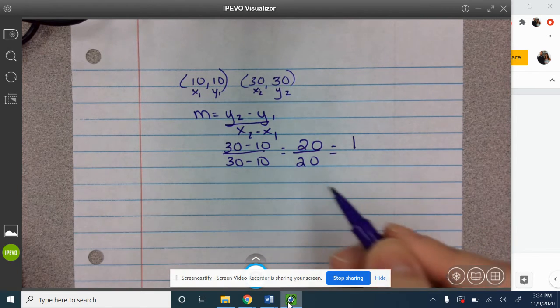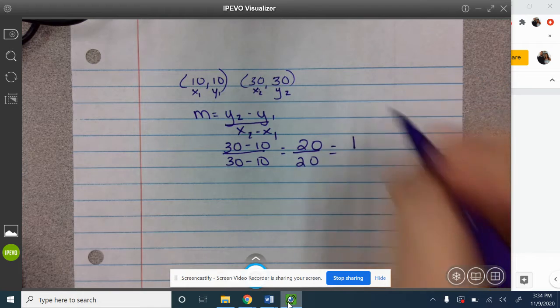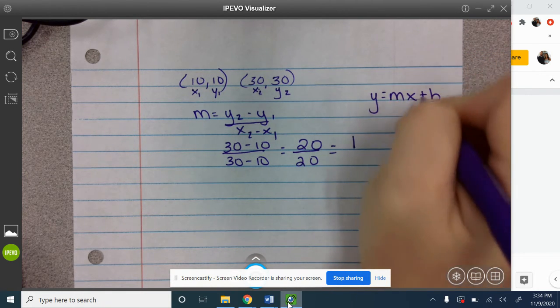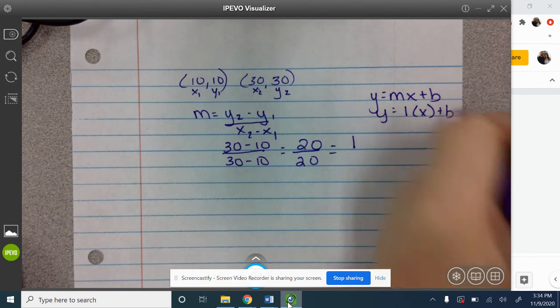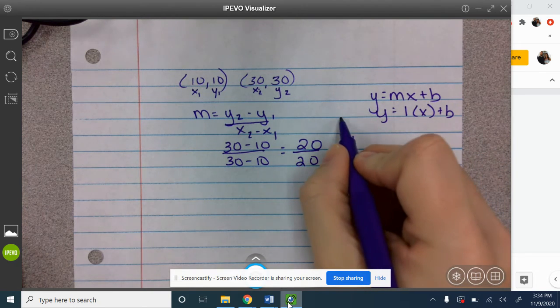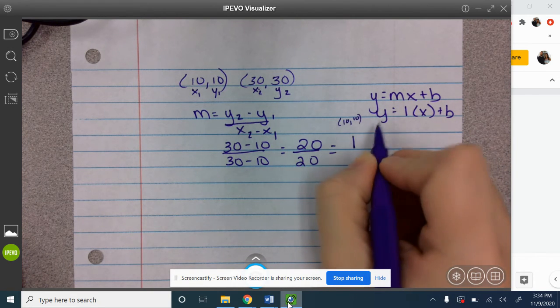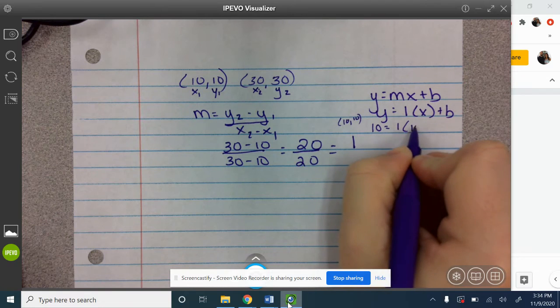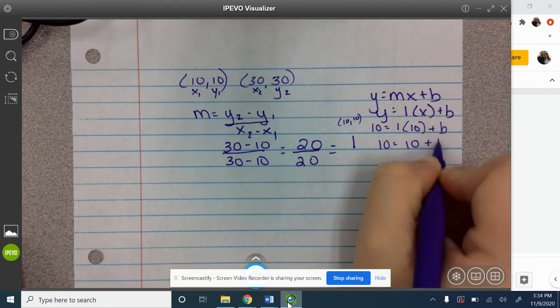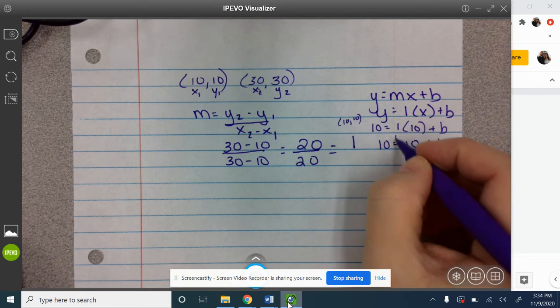So when I go to plug that into an equation, when I plug into y equals mx plus b, I get y equals 1x plus b. So now I have to plug in everything else that I know. I'm just going to use the point 10:10. So 10 equals 1 times 10 plus b. 10 equals 10 plus b because 1 times 10 is 10.